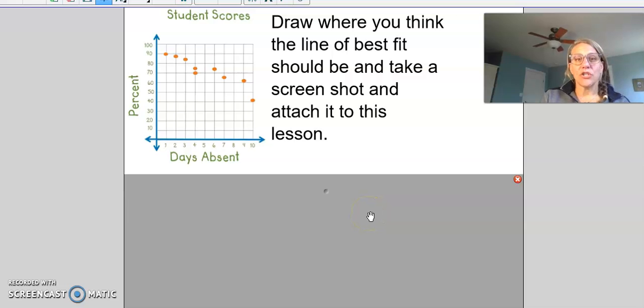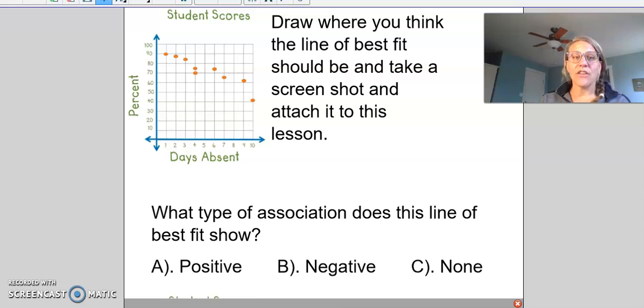So now what I want you to do is draw where you think the line of best fit should be, and then take a screenshot of it and attach it to this lesson. There should be a little paper clip down on the bottom where you can attach your screenshot. So go ahead and pause and do that now. All right, now that you've got your line of best fit in there, I want you to answer this question. What type of association does this line of best fit that you drew show?